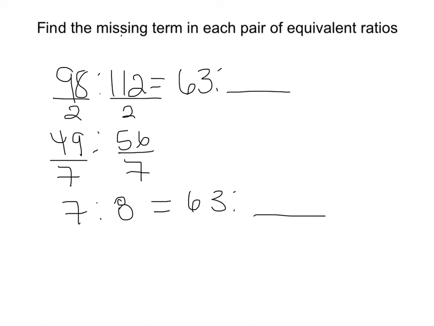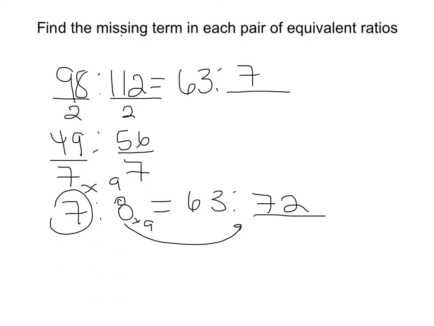I'm just going to multiply that one by 9, right? 7 times 9 gets you 63. If you multiply one number in your ratio by 9, you have to multiply all of the numbers in your ratio by 9. And so 8 times 9 is 72. So the equivalent ratio of 98 to 112 is 63 to 72.